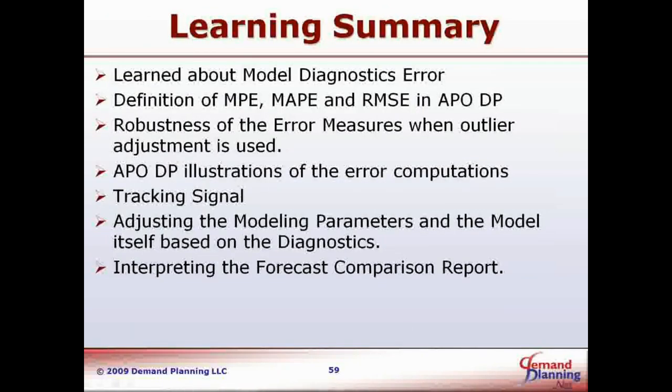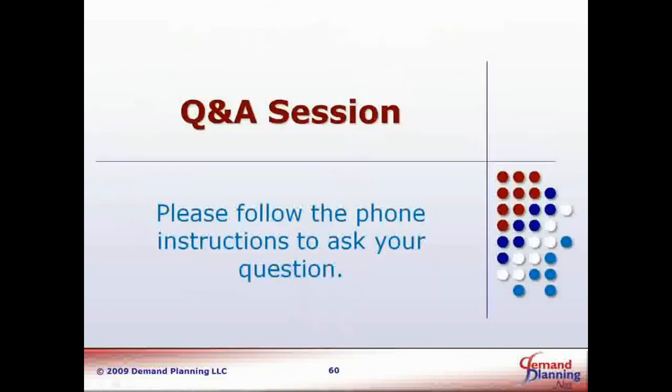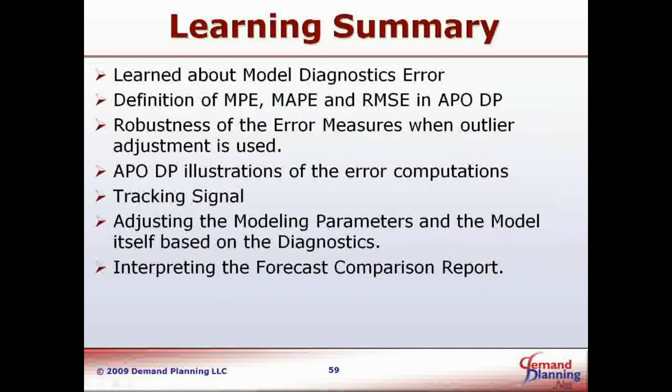Okay. So basically, I think that really brings us to the end of the seminar on the demand metrics in APO. So, a learning summary here: we learned about model diagnostics. How do we use in-sample or ex-post forecast errors to do model diagnostics?